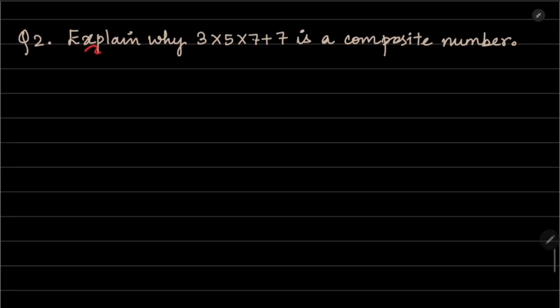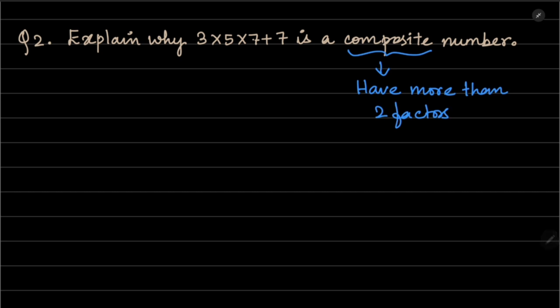The second question is, explain why 3 multiplied by 5 multiplied by 7 plus 7 is a composite number. So before answering this question, we should know what we mean by composite numbers. Composite numbers are those numbers that have more than 2 factors. So let me write it here. Composite numbers have more than 2 factors, and all those numbers which have exactly 2 factors are called prime numbers, right? Composite numbers are those which have greater than 2 factors.